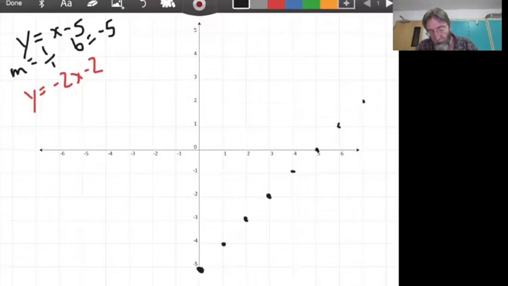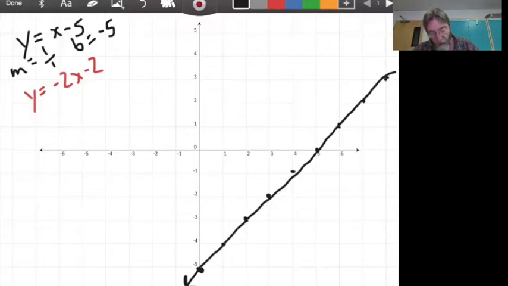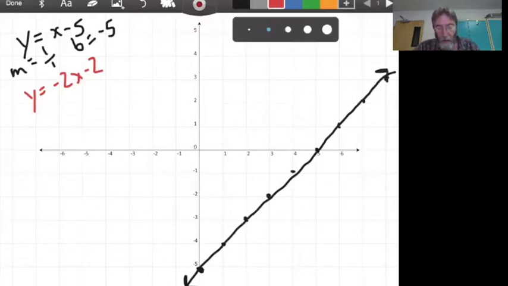And you can see we've got all these points that are solutions to that equation. Now when we connect these, doing the best I can without a ruler, we see that this is the line y equals x minus 5. Next, we've got to graph on the same coordinate plane the line y equals negative 2x minus 2.